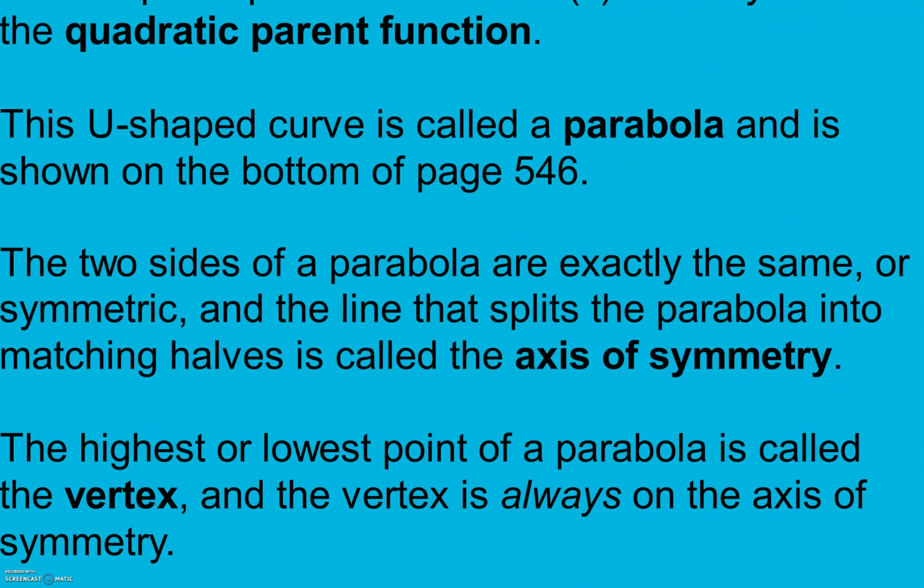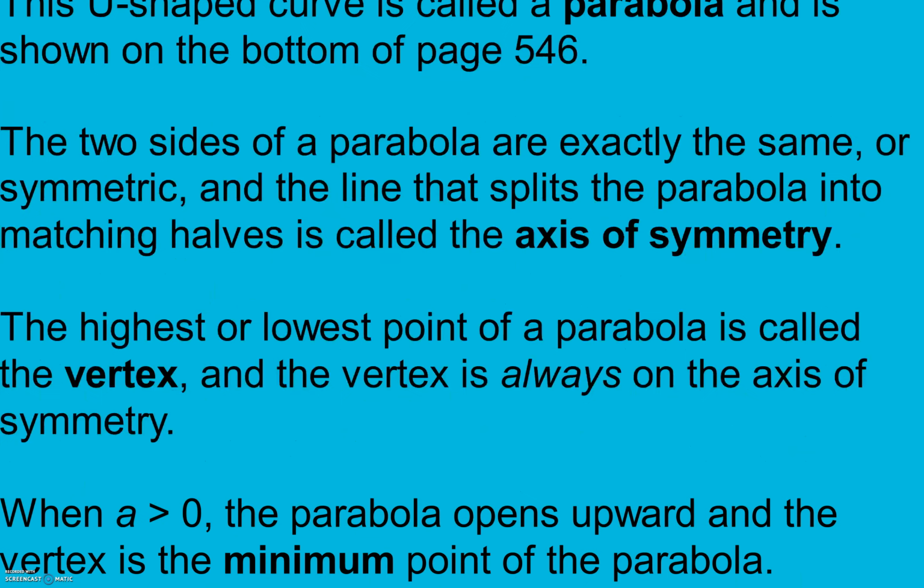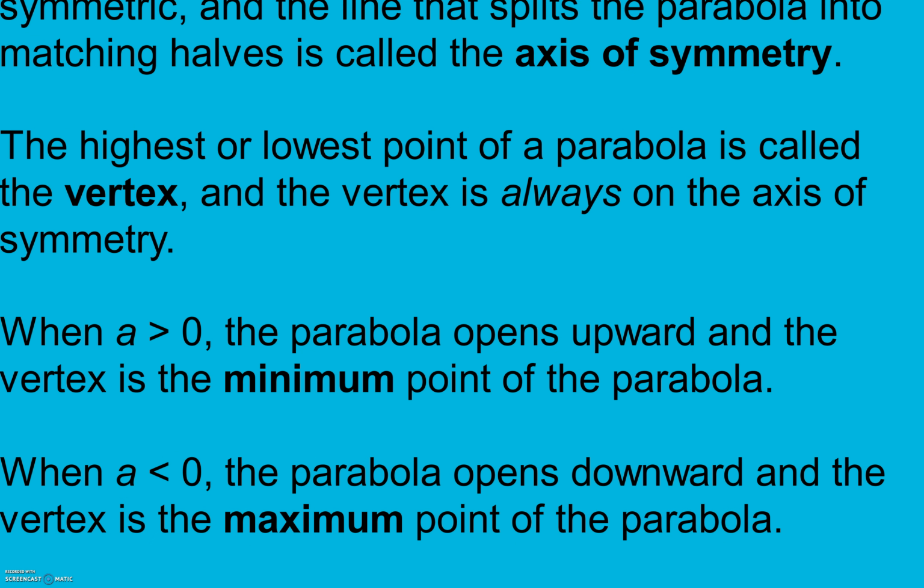The two sides of a parabola are exactly the same. They're mirror images, or symmetric. And the line that splits the parabola into matching halves is called the axis of symmetry. The highest or lowest point of a parabola is called the vertex, and the vertex is always on the axis of symmetry.